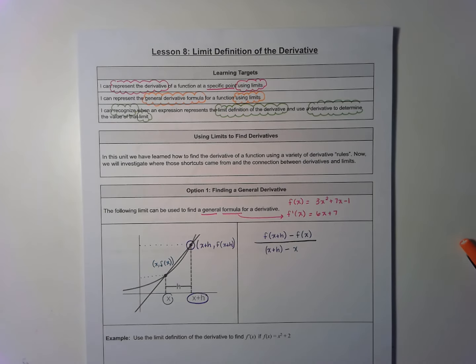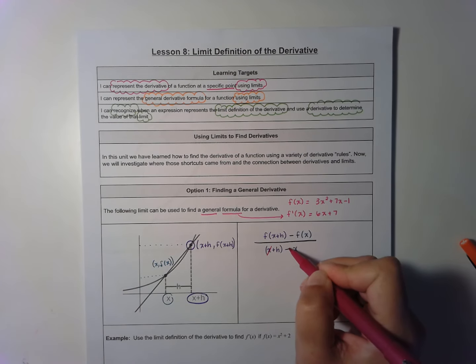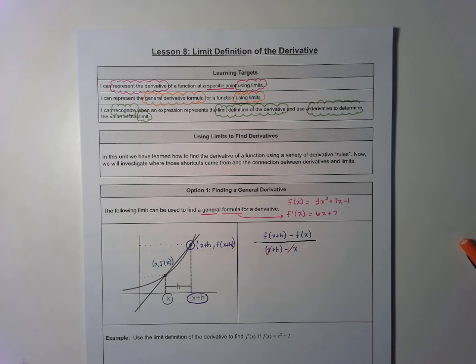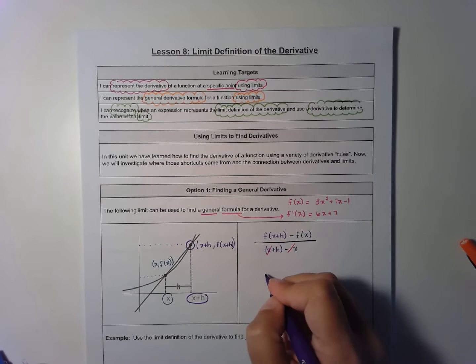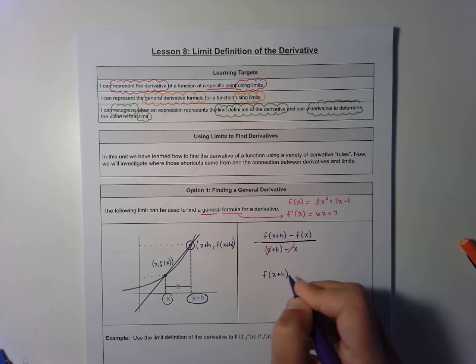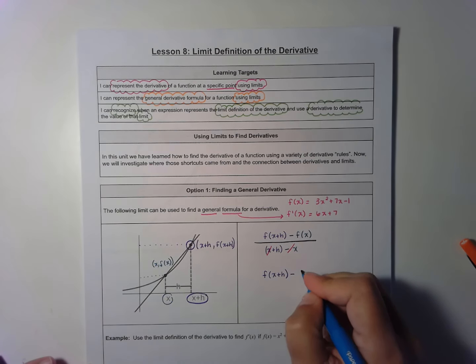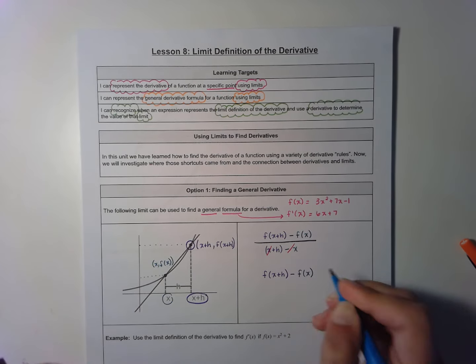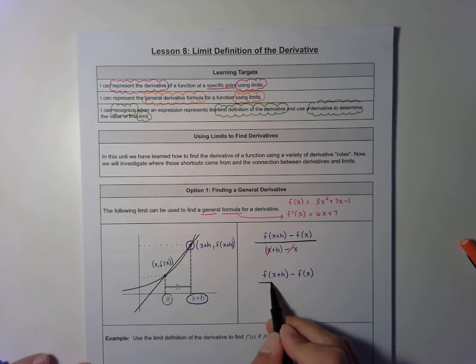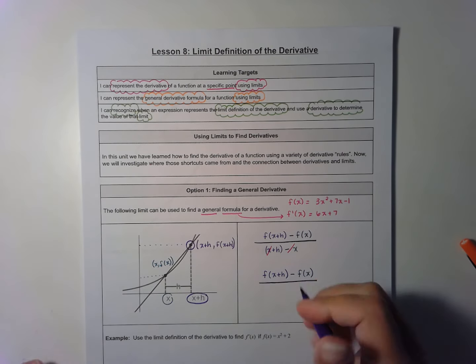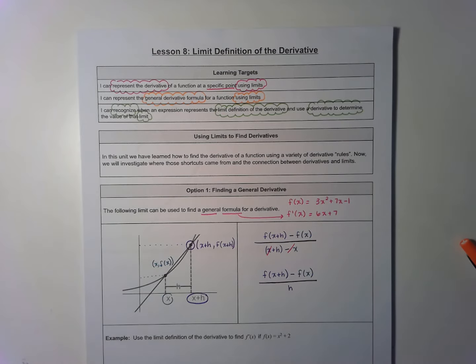Now we can simplify this a little bit because on the bottom here, this x and this x will simplify and make a 0 pair. So x minus x makes 0, which means that my new simplified slope would be f of x plus h minus f of x, all over just h on the bottom. Now that's how we would find the slope between these 2 points.